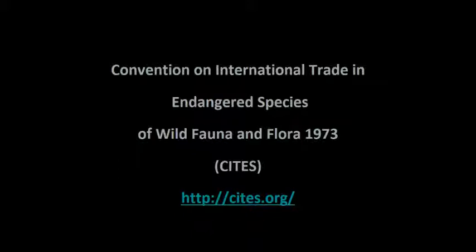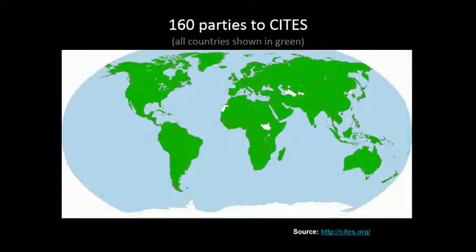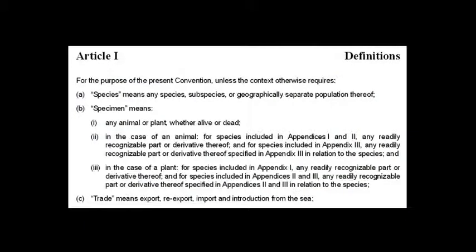Very briefly, another convention around that time is CITES. So Convention on International Trade in Endangered Species of Wild Flora and Fauna, 1973. You can see why everyone calls it CITES rather than the full name. So very briefly, convention starts with the normal preamble stuff. 160 parties to CITES, all the countries shown in green. And similar sort of structure, Article 1, some definitions. Species and specimens include things that are both living and dead. So if you think about something like an elephant tusk, the elephant's been killed, the tusk can still be regulated under CITES.